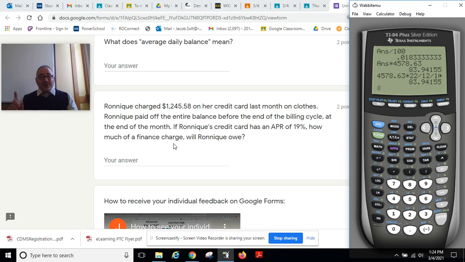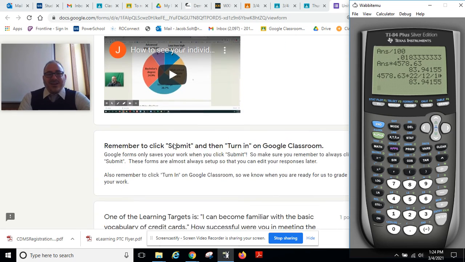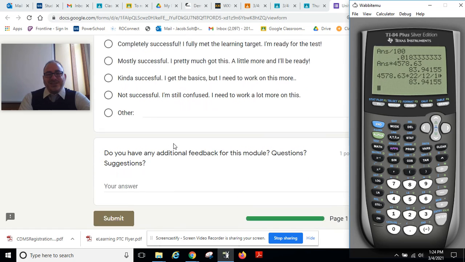All right. If you pick up a calculator to solve this one, I would advise you to reread it and think again. You don't need a calculator for this one. You just got to read the question carefully. And then you're going to answer the learning target questions, and then you're going to be done.